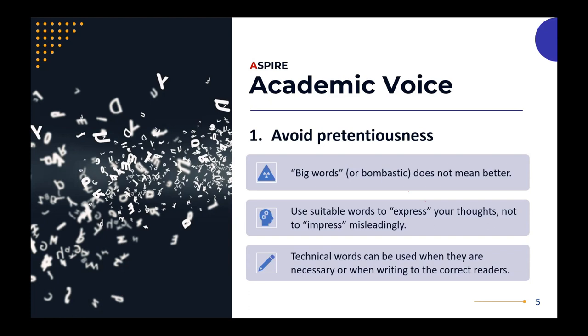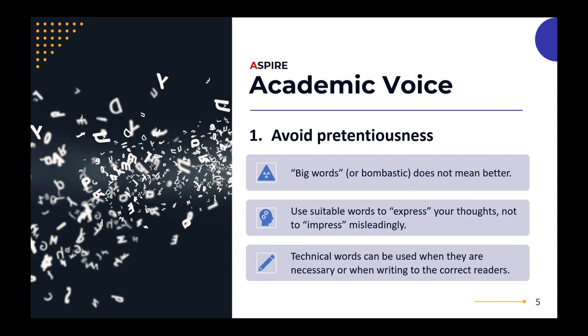And the first key of academic voice is number one, to avoid pretentiousness. This happens a lot among Malaysian writers, I noticed, based on my textual analytics of a few hundred pieces of writing from my students as well as postgraduate students. A lot of students tend to pretend that they are using academic words. They write and then they right click, find a synonym, and get the biggest word on the list. Or they Google Translate and then they get the big words. All right. Maksud di sini, instead of being academic, anda sedang berpura-pura menjadi academic.